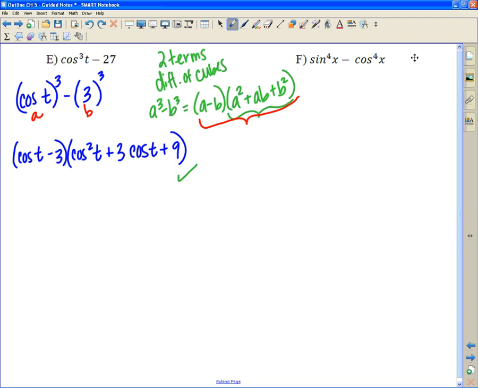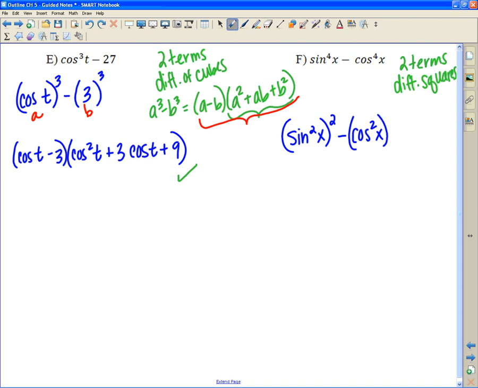Looking at example F, I hope you see two terms and a difference. So it could either be a difference of cubes or a difference of squares. And I hope you guys don't think that it's easy to get cubes out of something to the fourth power. This is a difference of squares. So you write it like a difference of squares. You take sine squared x and square that. That's essentially sine to the fourth, minus cosine squared x, squared. You guys know how to factor a difference of two squares.